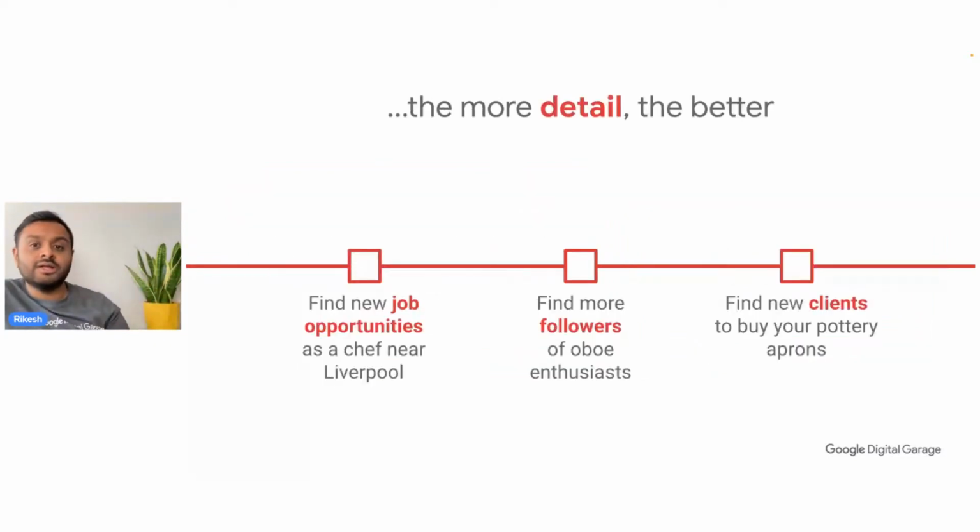So if we revisit the goals that we just mentioned a moment ago, I want to find new job opportunities as a chef near Liverpool. Okay, there's more information there. You can even go a little bit more granular and say, right, I want to find new job opportunities as a pastry chef near Liverpool, or as a sous chef near Liverpool. So there's a little bit more detail, which helps to provide that path. Okay, maybe I can do this, maybe I can do that. You get some more action steps off the back of that as well. I want to find more followers of oboe enthusiasts, or I want to find new clients to buy my pottery aprons, for example, as well.